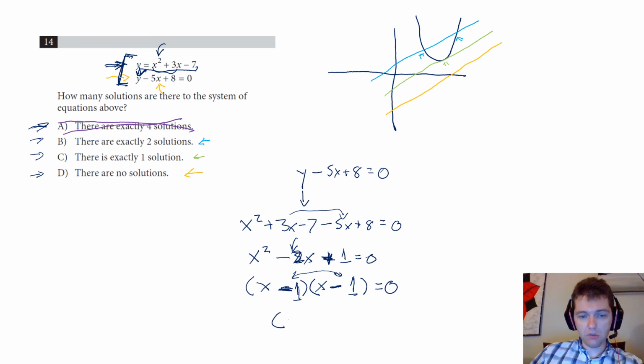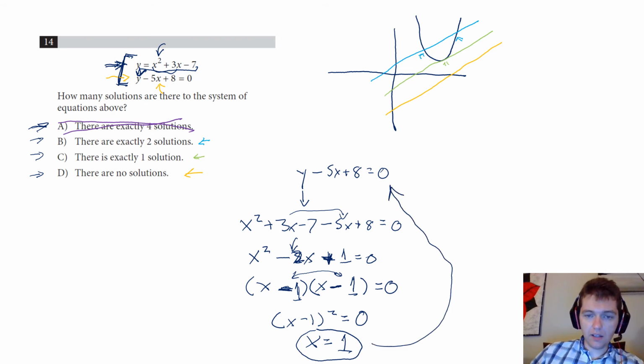This simplifies to x minus 1 squared is equal to 0. In this case, you can solve that for x. Take the square root of both sides. Square root of 0 is 0, which leaves you with x minus 1 is equal to 0. So add 1 to both sides. That'll leave you with x is equal to 1. And that's the only x that works, which means that you only have one solution. You can go back and plug this x back into here.